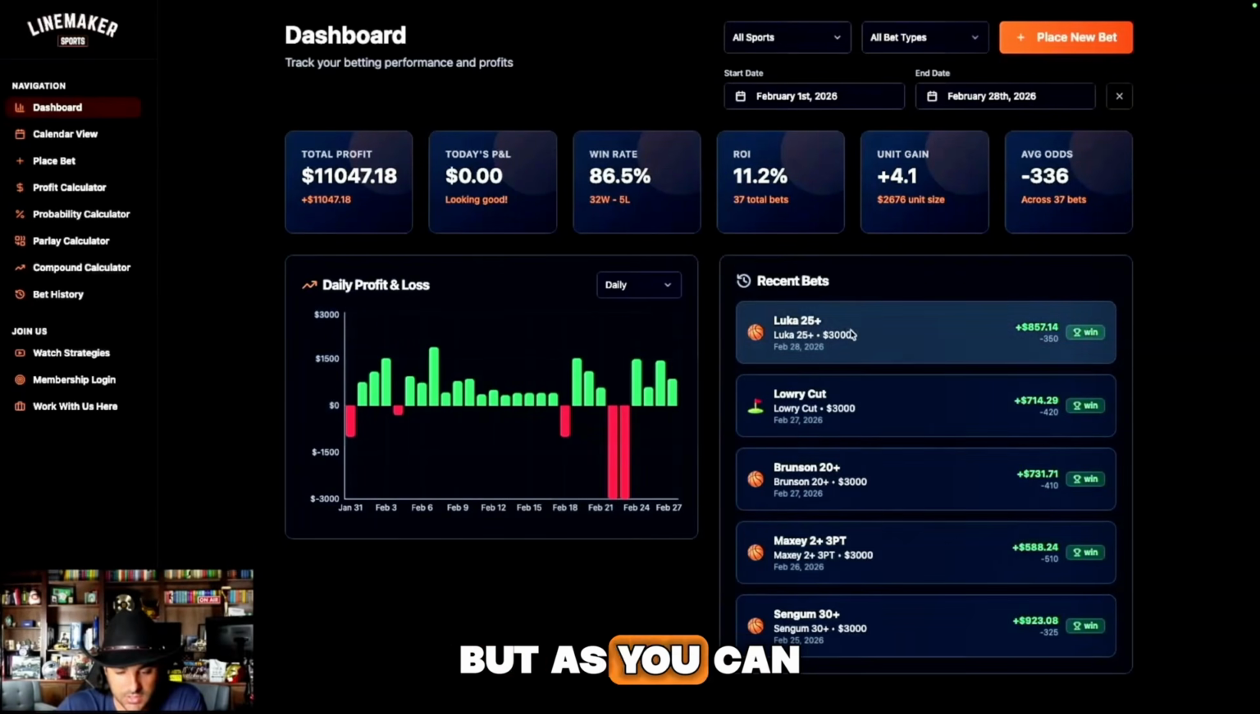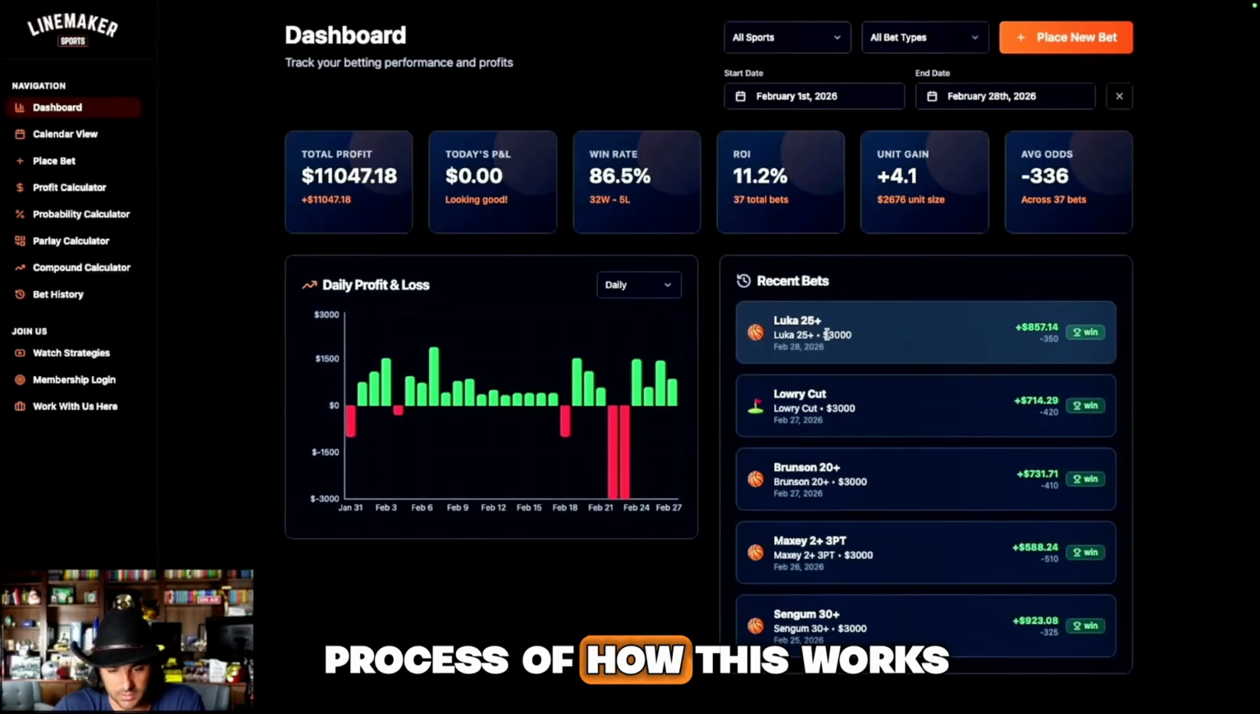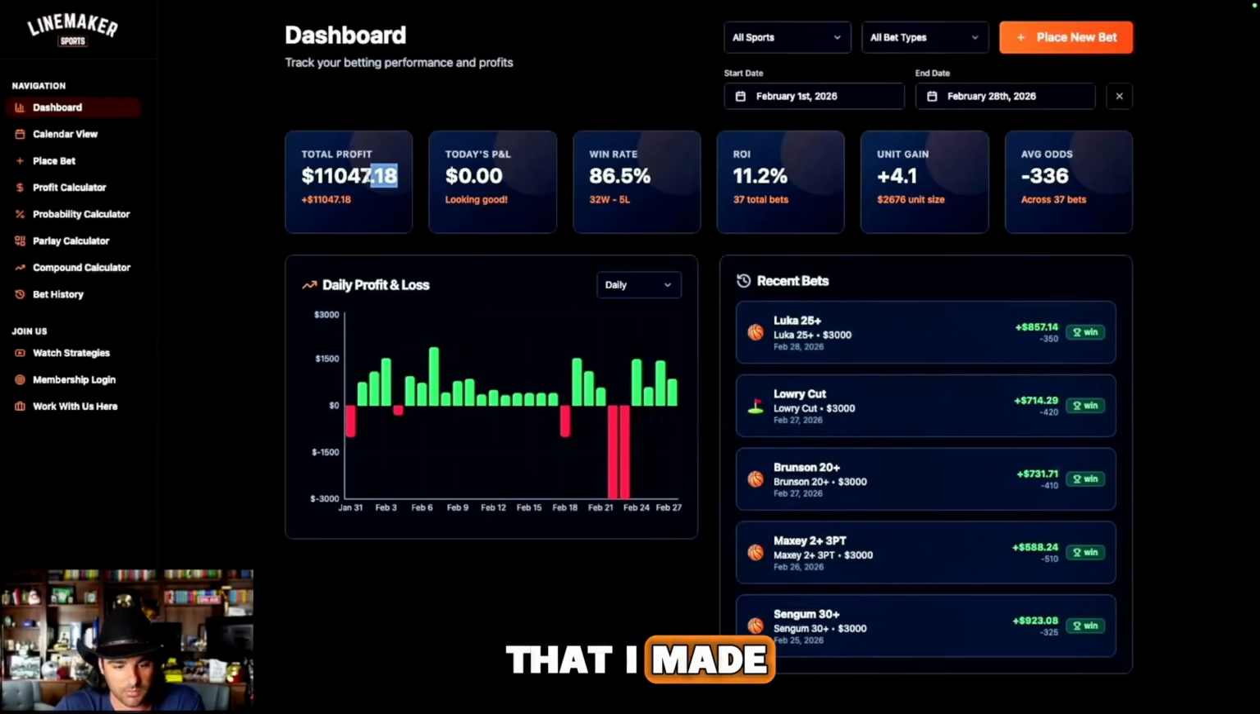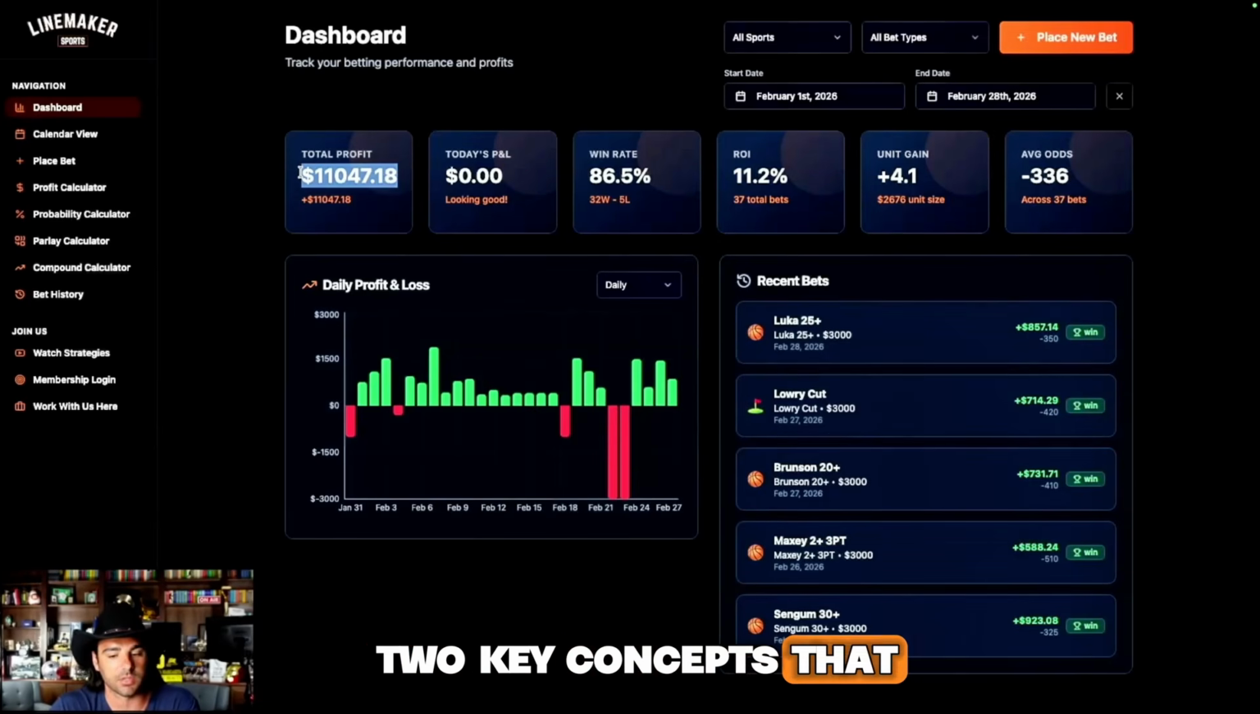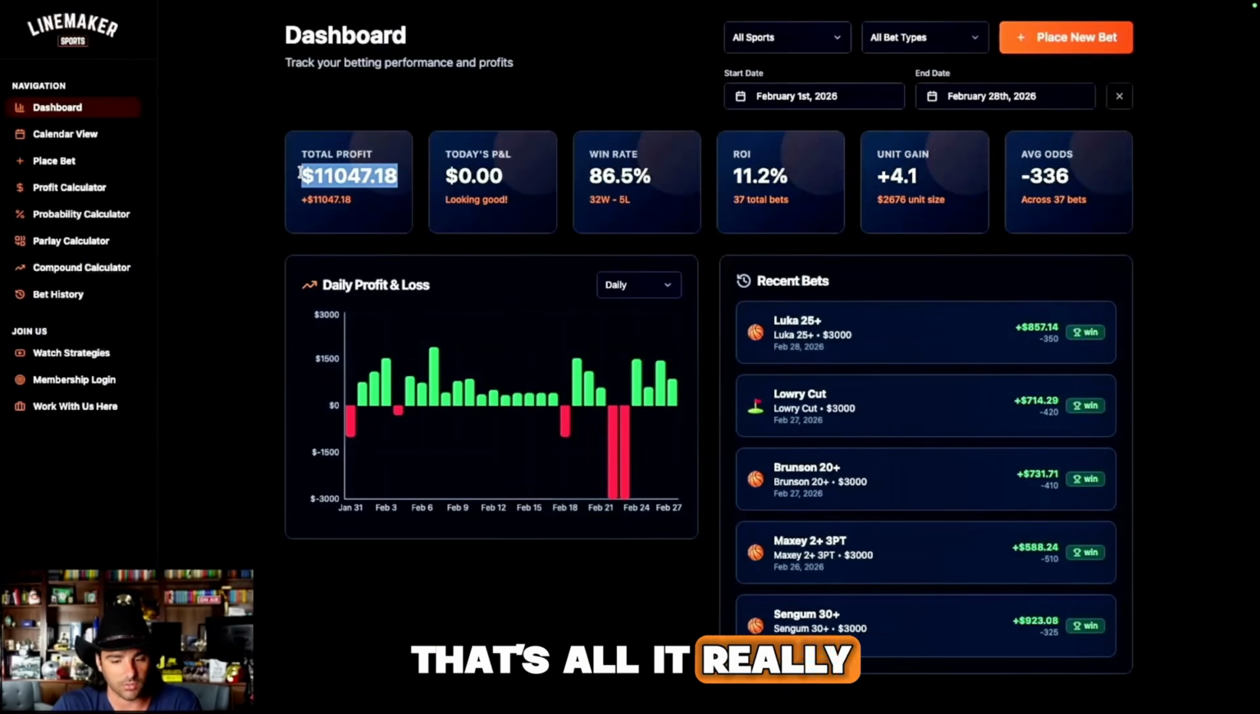But as you can see here, the daily process of how this works. Look at the profit that I made. Over $11,000, okay? $11,000. Just based off those 2 key concepts that I just taught you, okay? That's all it really was.